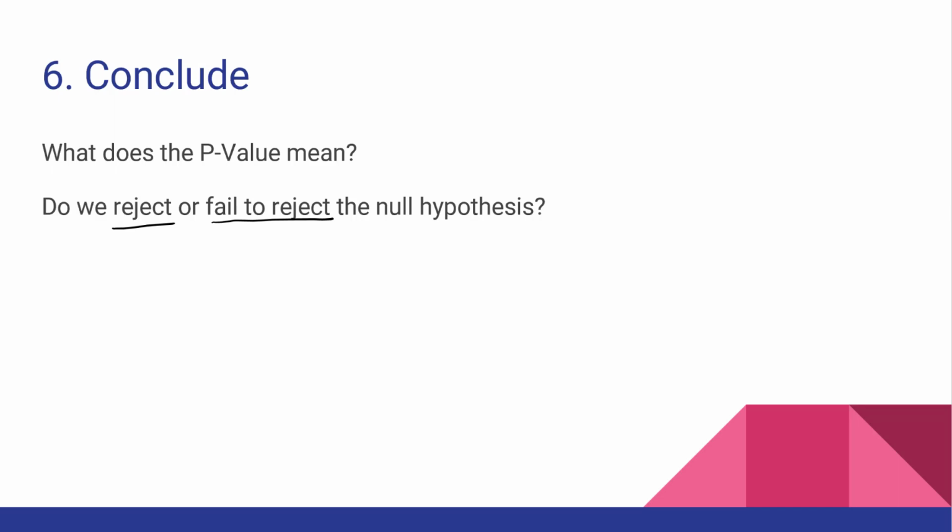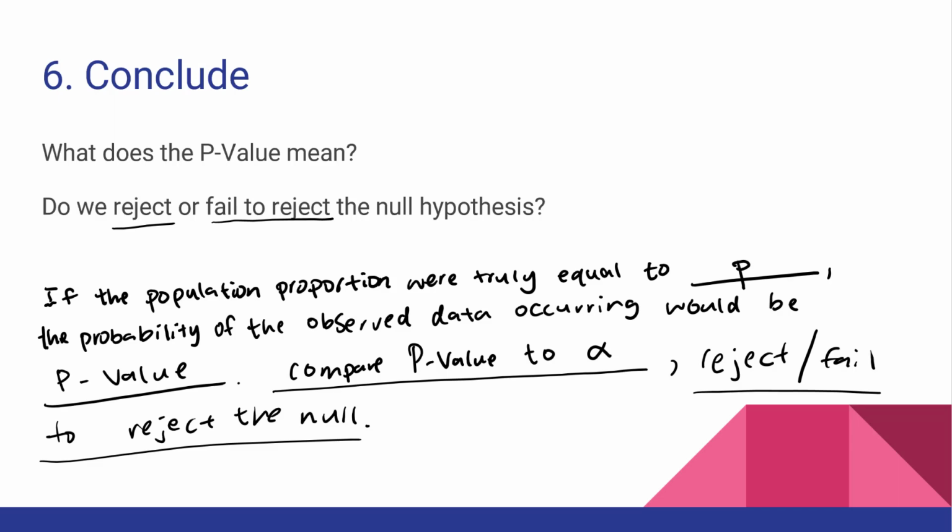So the way you would write out your conclusion is like this. So the first part you can copy word for word basically. If the population proportion were truly equal to, and then insert your p, the probability of the observed data occurring would be insert your p-value. Then you make a comparison of your p-value to your alpha. So because our p-value of 0.02 is so small compared to alpha, which is 0.05, then you decide whether to reject or fail to reject the null. So we would reject the null if p-value is less than alpha. We fail to reject the null if the p-value is greater than alpha. It's a very neat, clean binary decision.